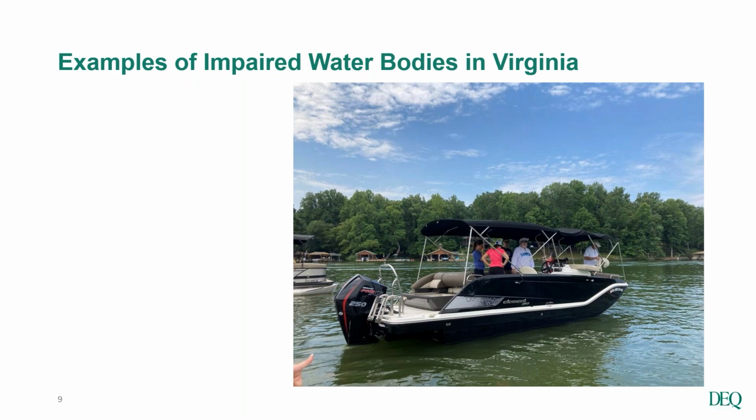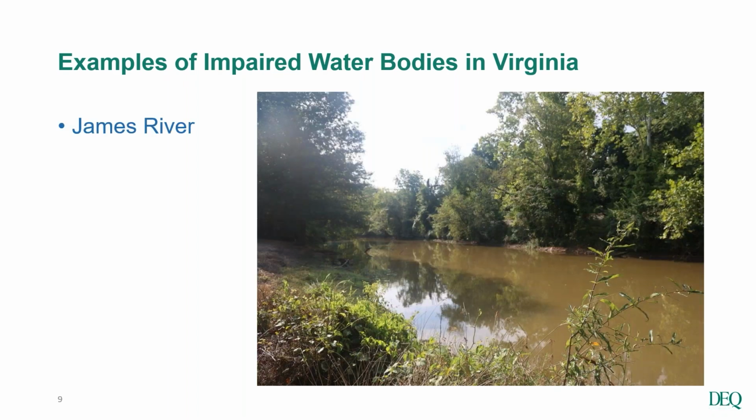So examples of some impaired water bodies in Virginia, 2 examples we took just because we have some pictures of them. One is the James River. So the James River is impaired due to E. coli, which is basically animal waste or poop, and sediment that gets into the water.